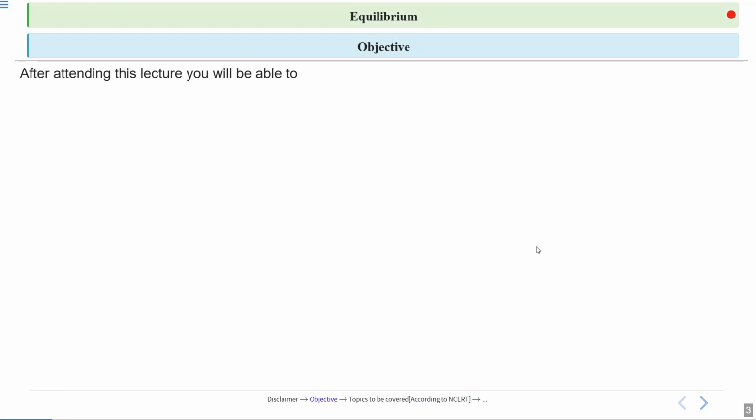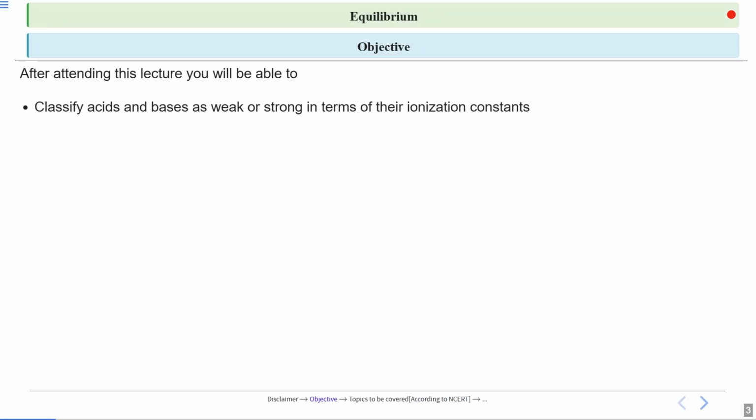Now in this class our objective would be, first of all, we will classify our given solutions as acids and bases on the basis of their strength. So if they are weak, we will term them as weak acids or weak bases, or we will term them as strong acids and strong bases. And this whole classification will be totally based upon a very important equilibrium constant, which is ionization constant.